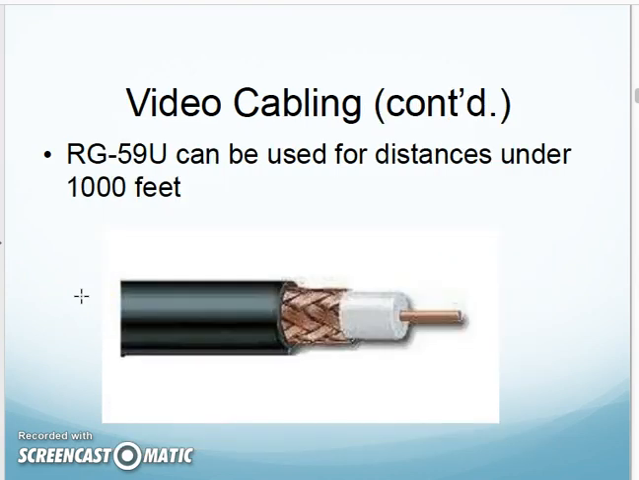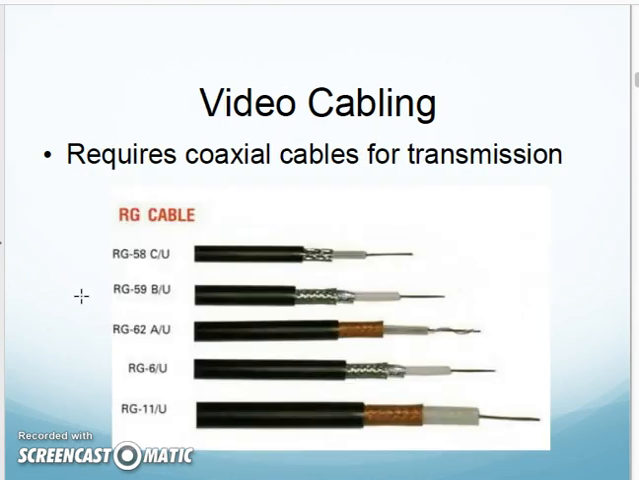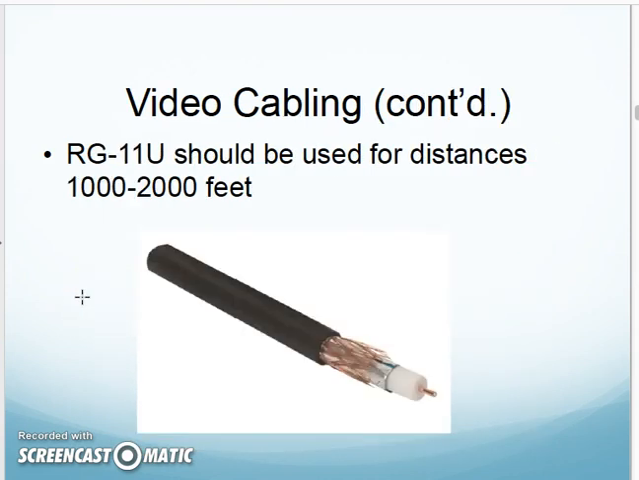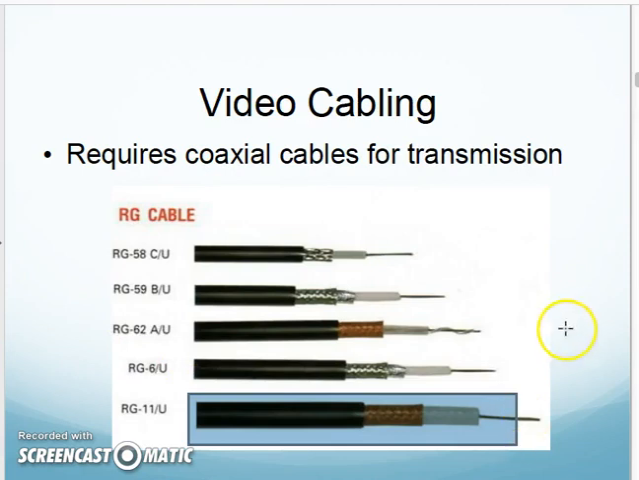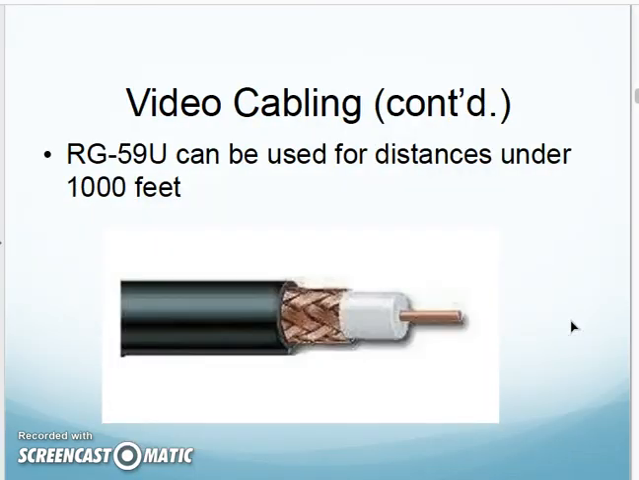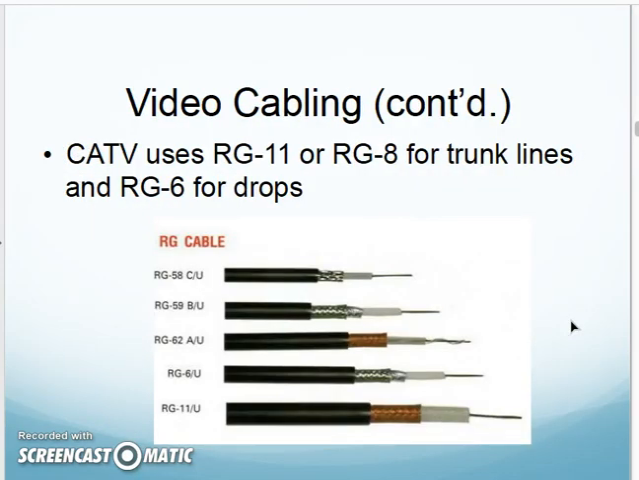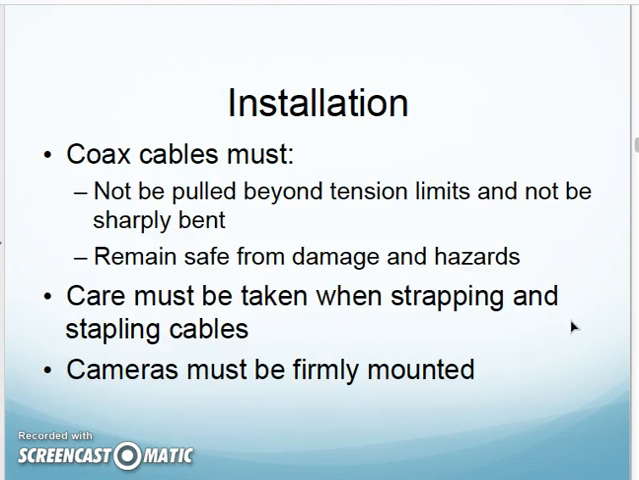So the first thing they say is RG59 can be used for distances under 1,000 feet. This is the kind of thing used in your house. That's what this down here, the rather small one. RG11 should be used for distances of 1,000 to 2,000 feet. This is the one being used as trunk lines that your cable TV provider is doing for you. And then RG11 and RG8 for trunk lines, and RG6 for drops. I just kind of threw all that in there for you.